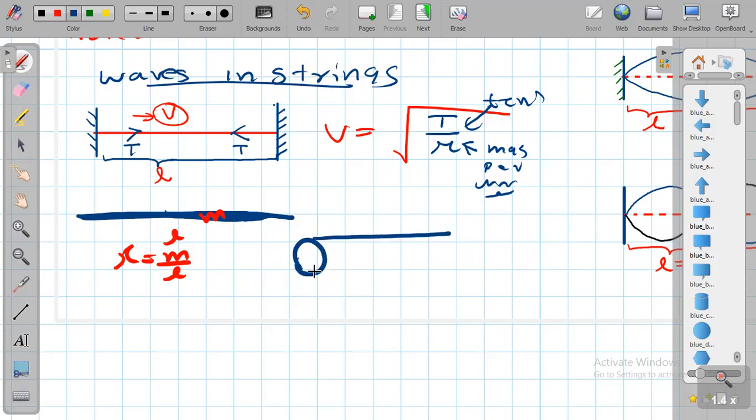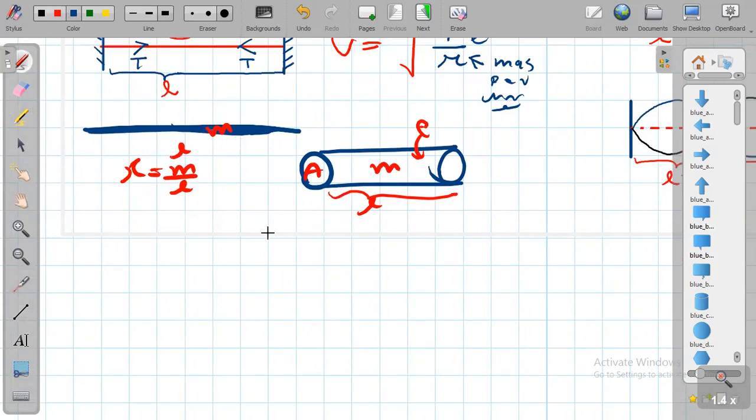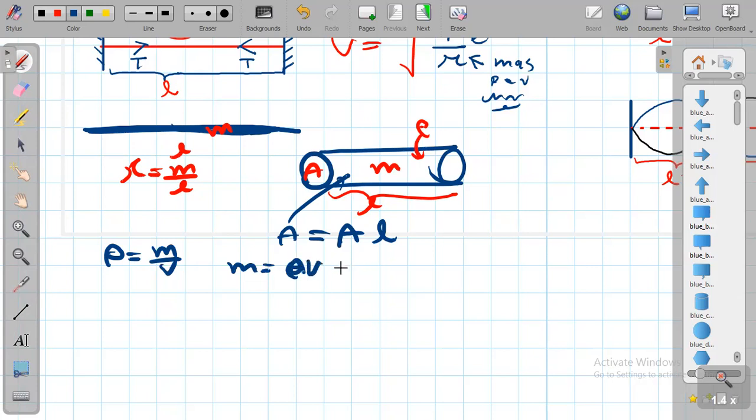Say the string has a cross-sectional area A, a length L, and a mass M, with a density rho. How can you apply this? You know the volume: volume is area into length. So you know that density equals mass over volume. So mass is density into volume. Density is rho, and the volume is A times L. Now, mu is what? Mass per unit length.